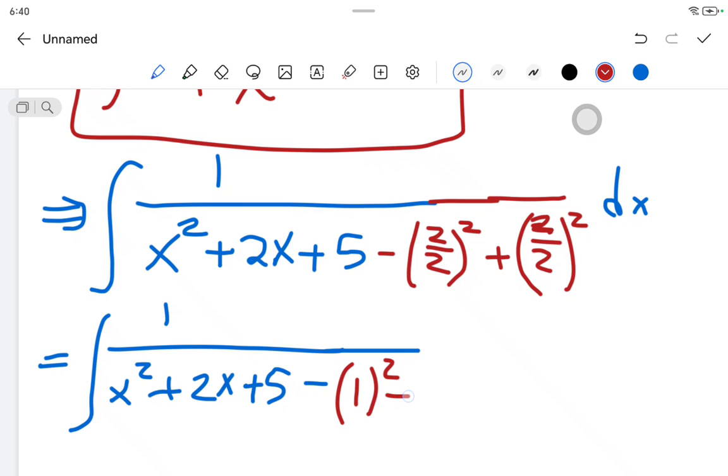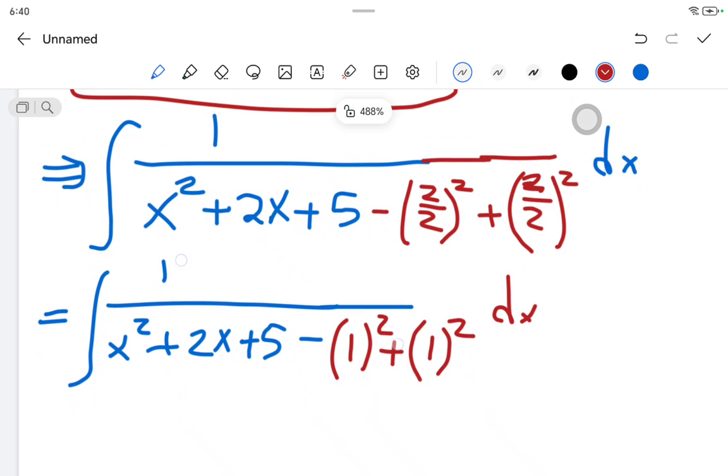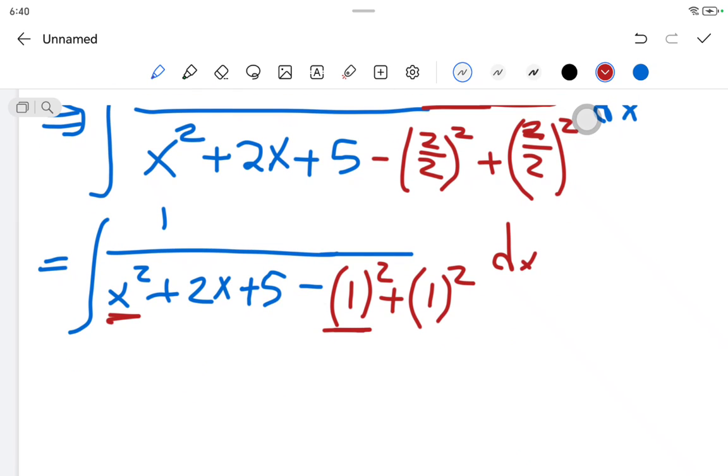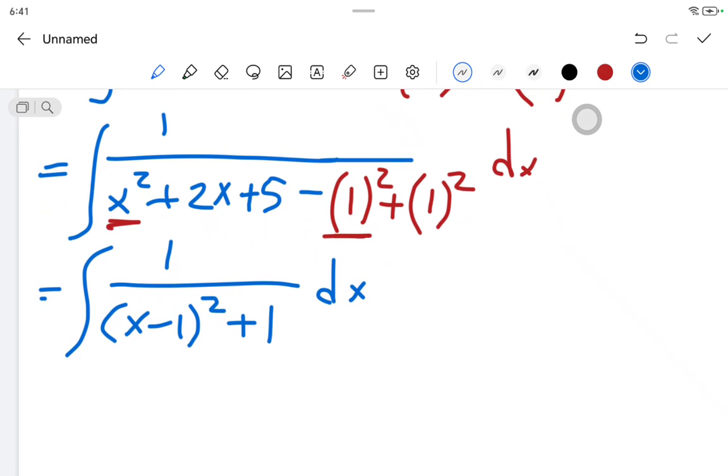1 squared plus 1 squared, right? dx. So I'm interested in this too. I'm sure you remember that, right? I'm going to be interested in this too. So what are these going to give us? Anyone to tell us? So this means that we're going to get 1 over x minus 1 all squared plus 1. Is this what we're going to get, guys? Let's try to expand it and see if it's going to give us the answer which we want.